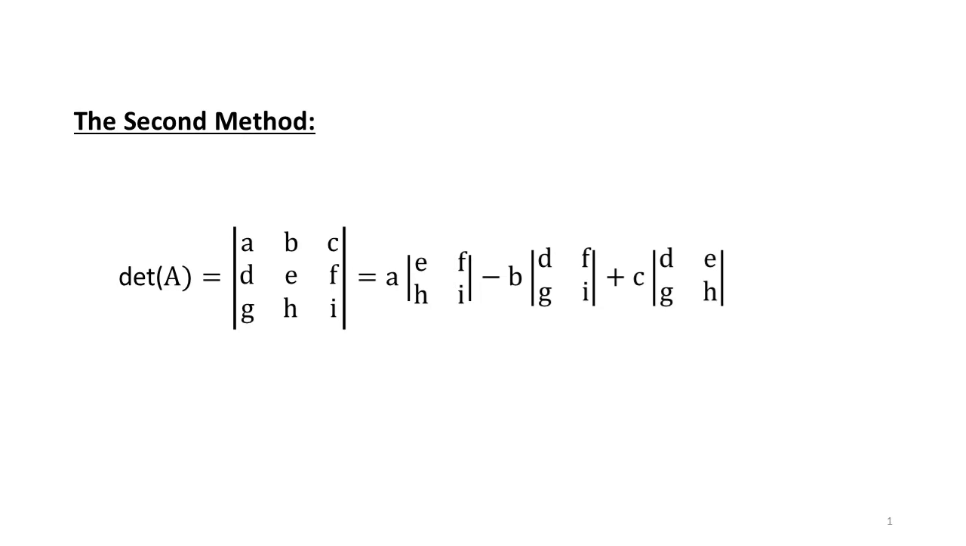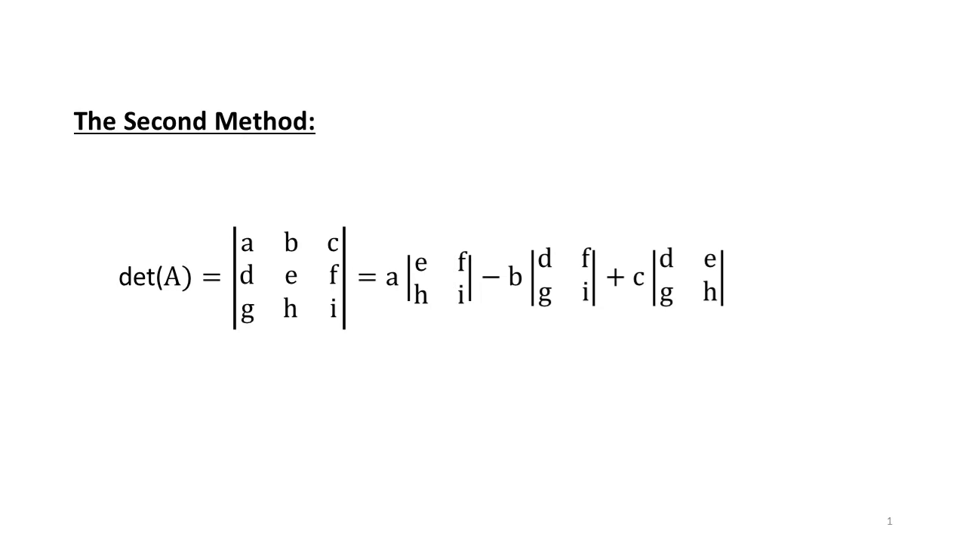So now what we have to do, we take the second element in the first row, that is B. Now we have to forget the first row and the second column. So now we take what is remaining. That is D, F, G, I. So we have D, F, G, I within the determinant. It is a 2 cross 2 determinant.